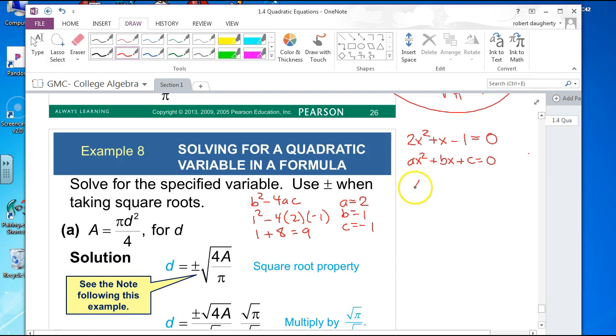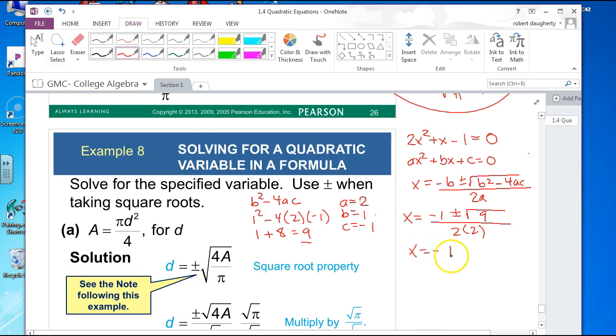So now if I go to my formula, x equals negative b plus or minus square root of b squared minus 4ac, all of that over 2a. So now it's just plugging everything in. What is negative b? Negative b is going to be negative 1 plus or minus the square root of, what is b squared minus 4ac? We've already determined that's 9, over 2a. What is a in this case? That's 2. So this is x equals negative 1 plus or minus, what's the square root of 9? That's 3. All of this over 4.